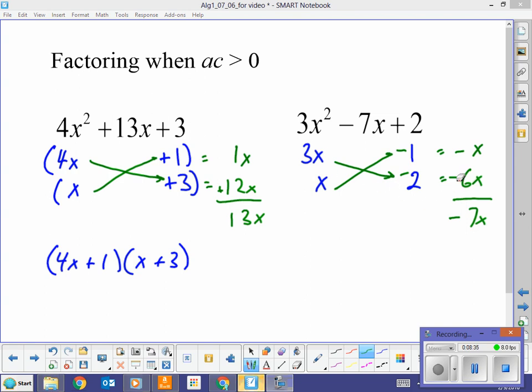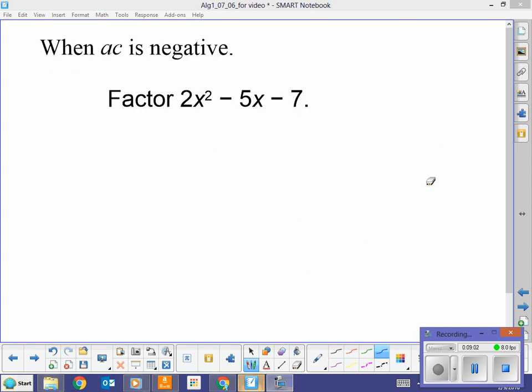3x times -2 will get me -6x. X times -1 gets me -x. And again, we group these this way. So I have 3x minus 1 and x minus 2. Okay, so we have to check those signs. And again, I know it sounds a little complicated, but once you get this, it's going to be real easy for you guys. When the middle term is negative, what are we going to do?